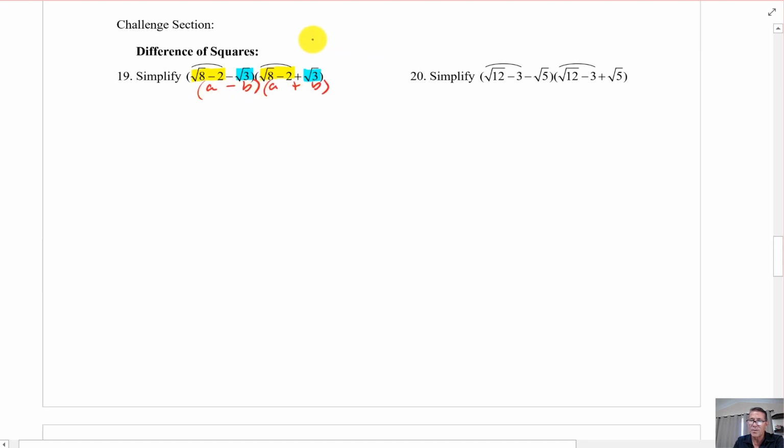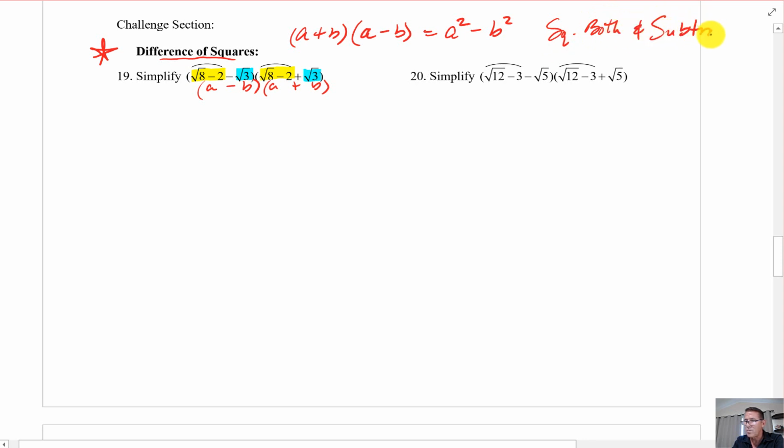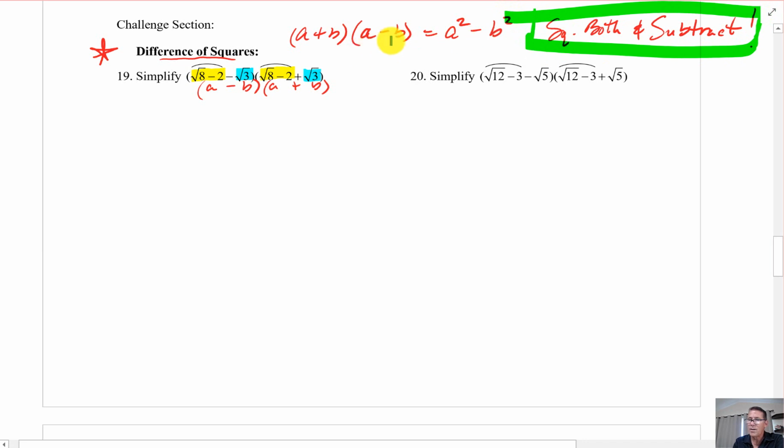And that's why I put the title up here, right? Well, that's a crazy start right here. That's better. Okay, so a plus b times a minus b is equal to a squared minus b squared. You square both and subtract. Square both and subtract. That's all you do. And so something that looks very difficult is really not.